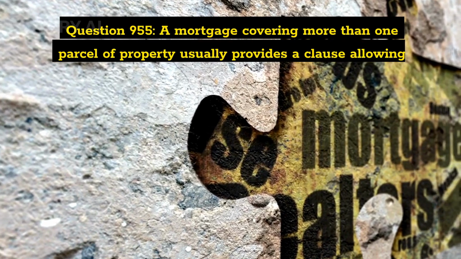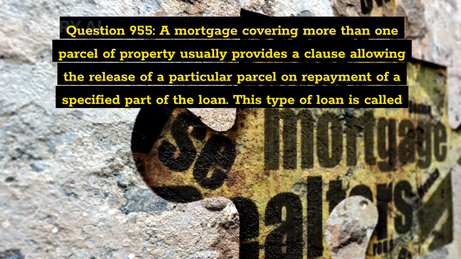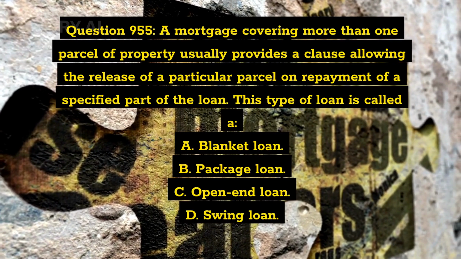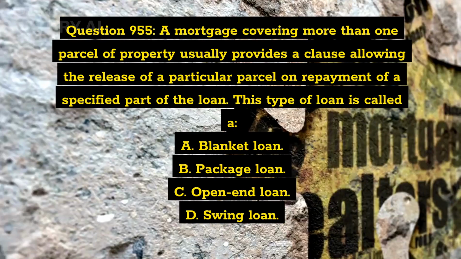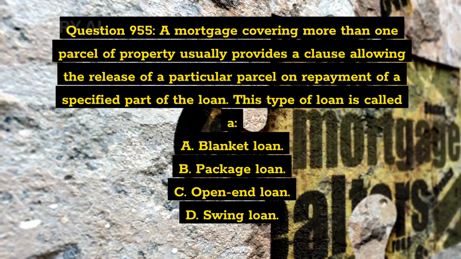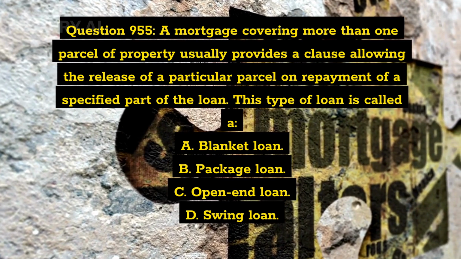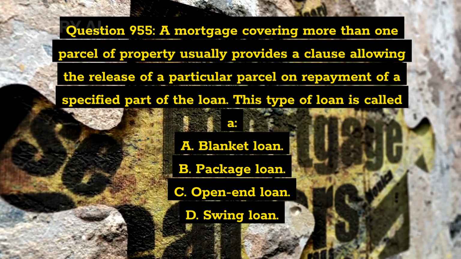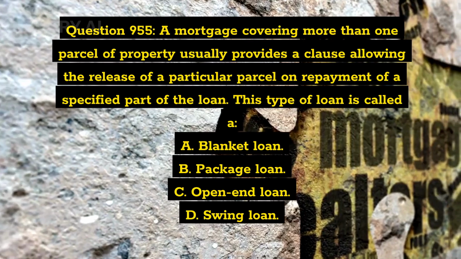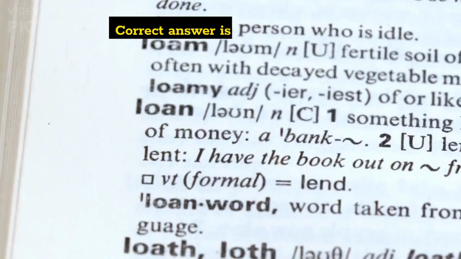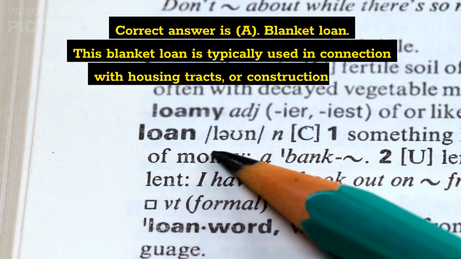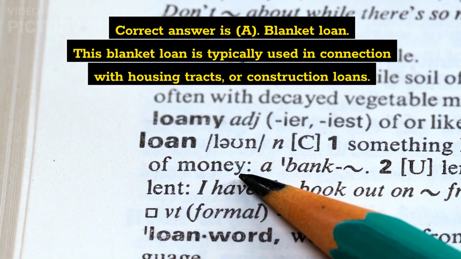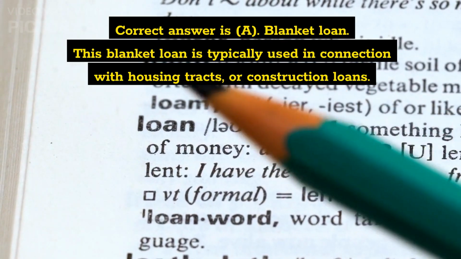Question 955. A mortgage covering more than one parcel of property usually provides a clause allowing the release of a particular parcel on repayment of a specified part of the loan. This type of loan is called: a) blanket loan, b) package loan, c) open-end loan, d) swing loan. Correct answer is a, blanket loan. This blanket loan is typically used in connection with housing tracts or construction loans.